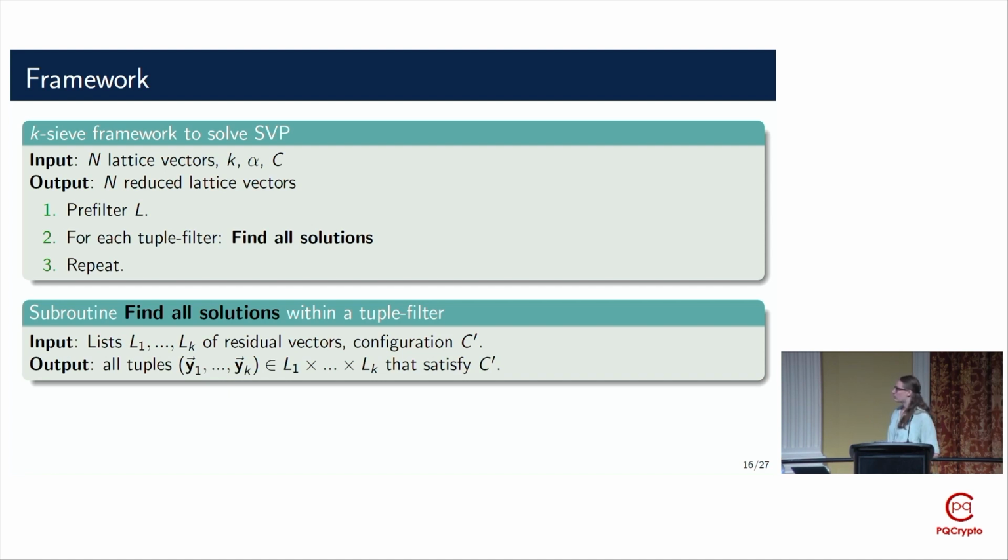So this is our simplified framework, and we see that in the second step, we need a subroutine: find all solutions within a tuple filter. So here's just the input-output of this algorithm. We have the lists L1 to Lk, each one associated to F1 to Fk with the Y vectors, and we have a configuration C prime for which we have to find tuples that satisfy this configuration. And I'm going to present this subroutine briefly to see what happens.